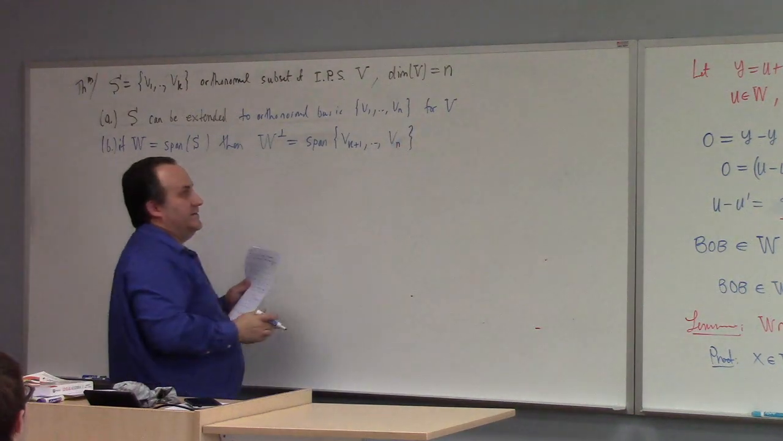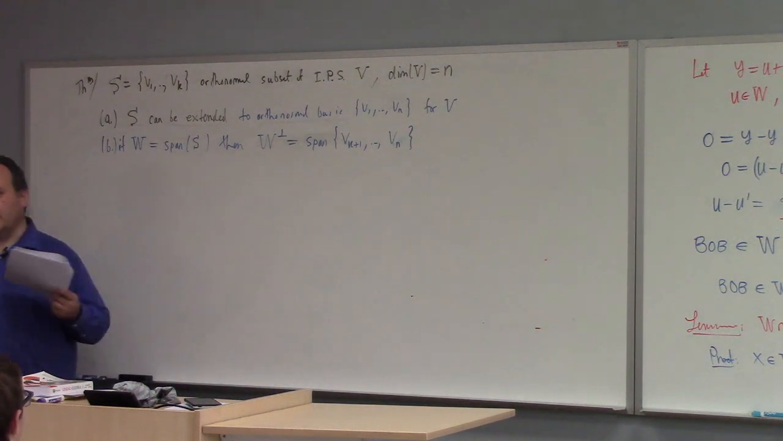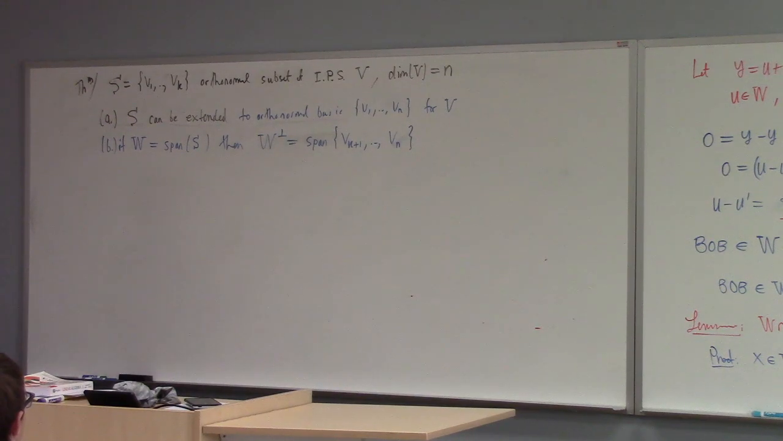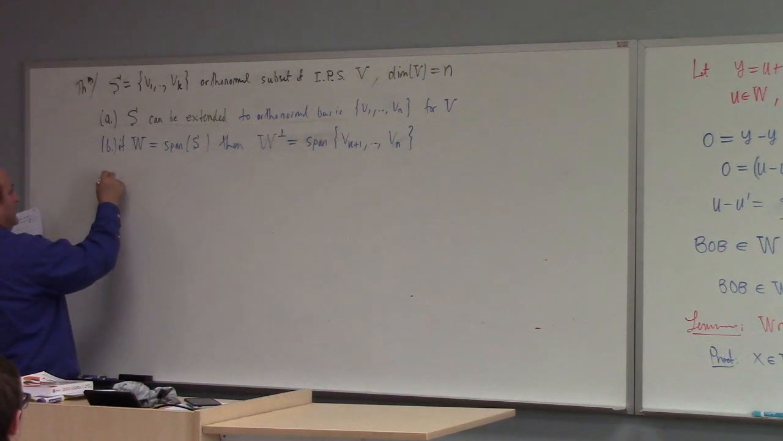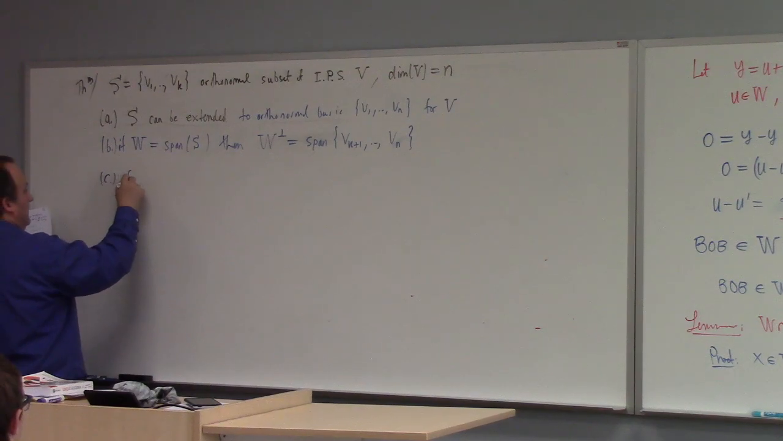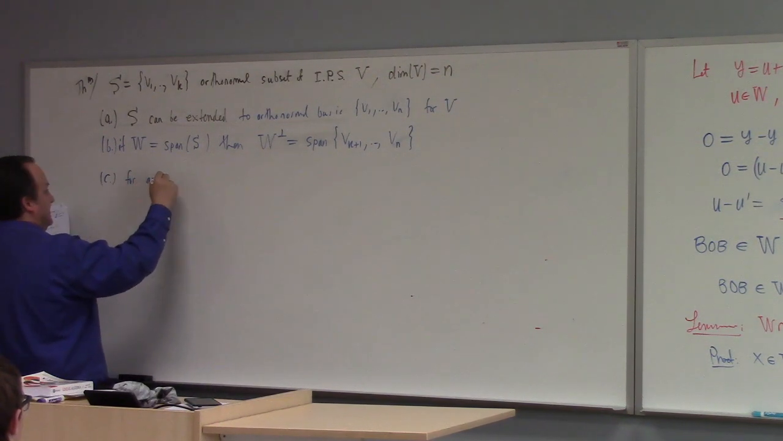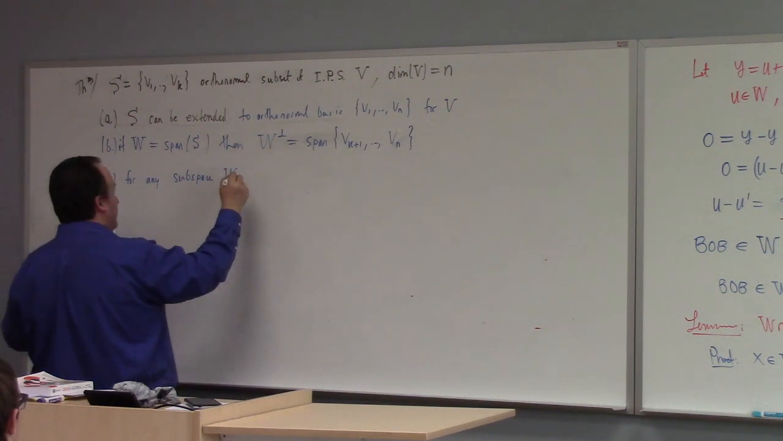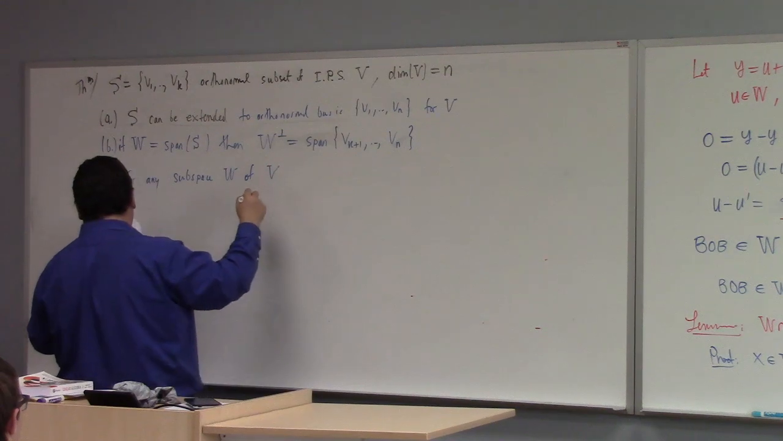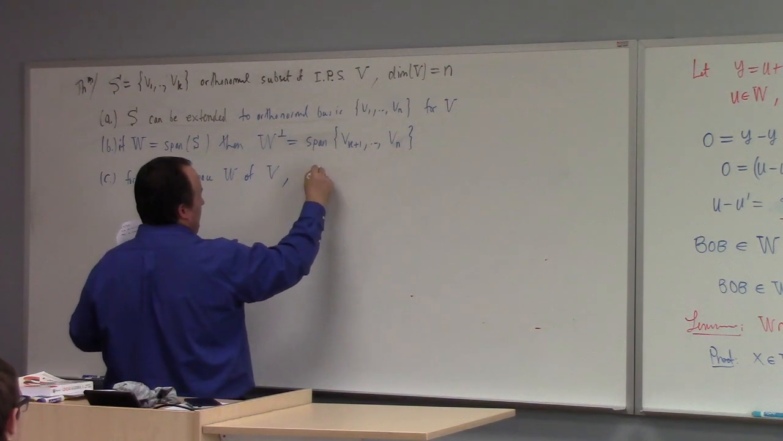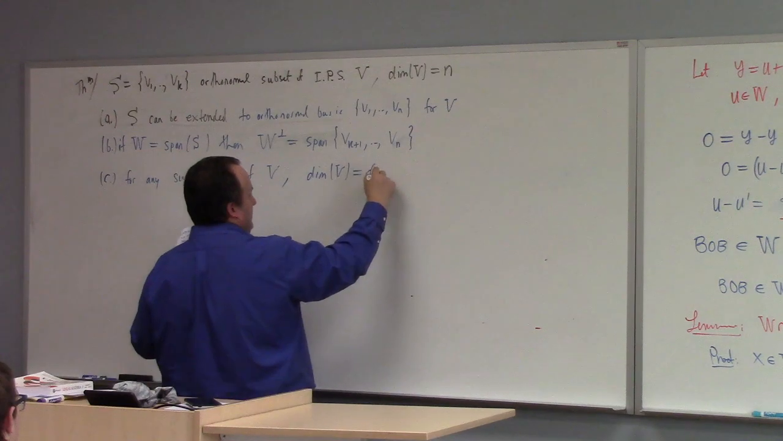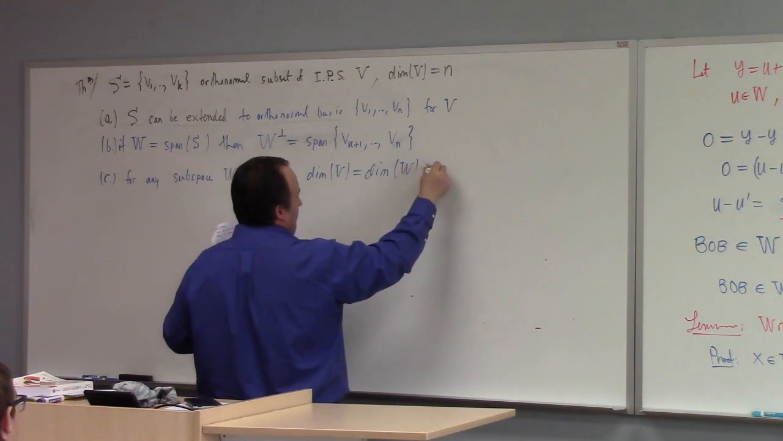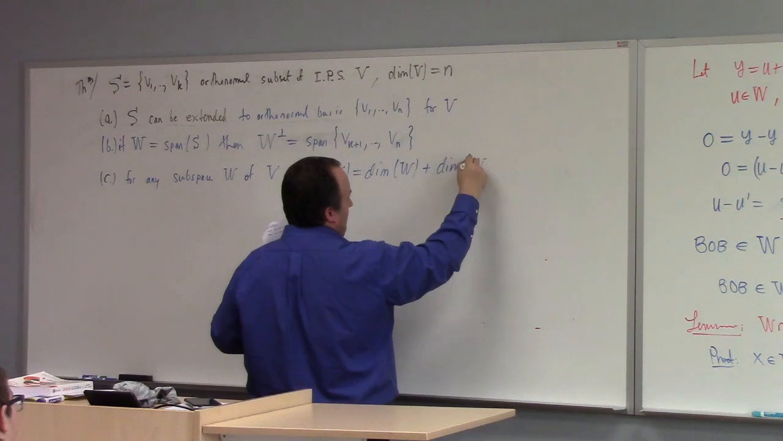See what I'm saying? The perp is formed by the span of all of the vectors that you adjoined to the basis to get past W. All right? And so, for any subspace W of V, we have the dimension of V equals the dimension of W plus the dimension of W perp.